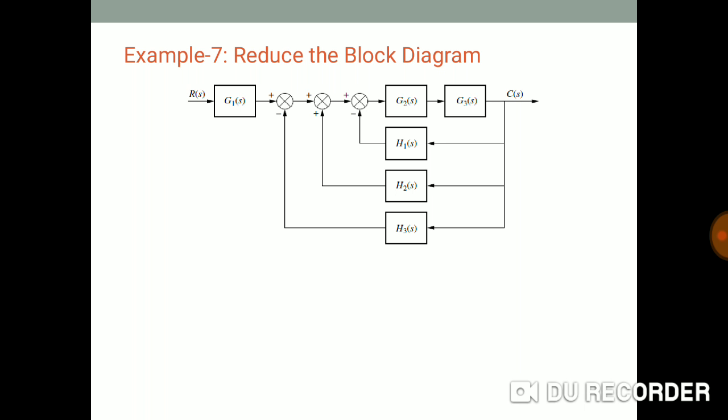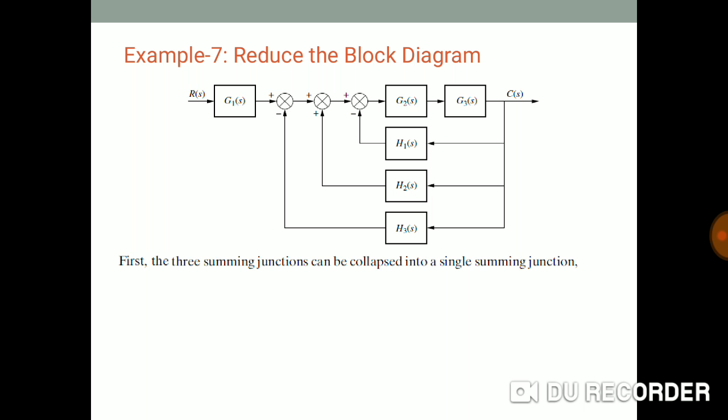What do you mean by parallel? How are you going to find out whether two blocks are in series, in parallel, or in feedback? If two blocks are in parallel, the direction of both blocks will be the same, meaning their entering point or leaving point is the same. If it is a feedback, the forward path will be in one direction and the feedback path will be in another direction; those two form a feedback.